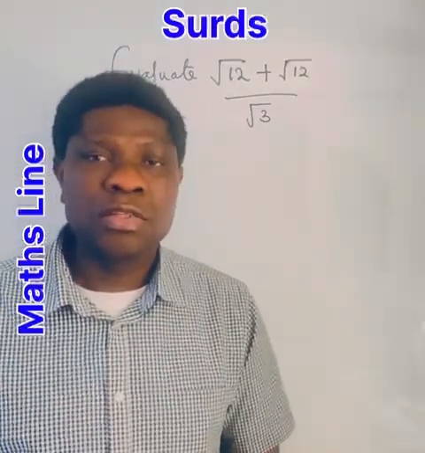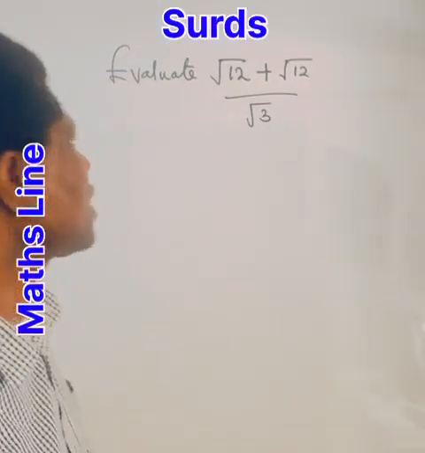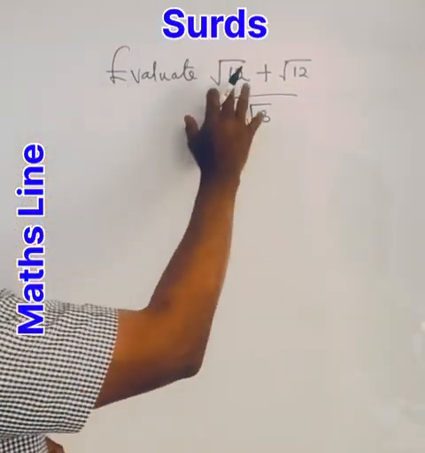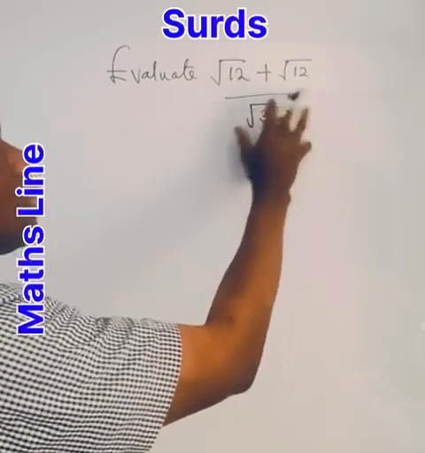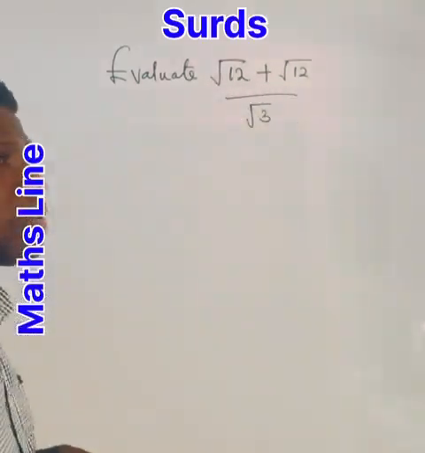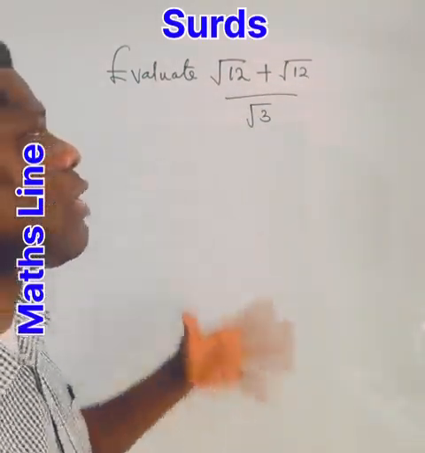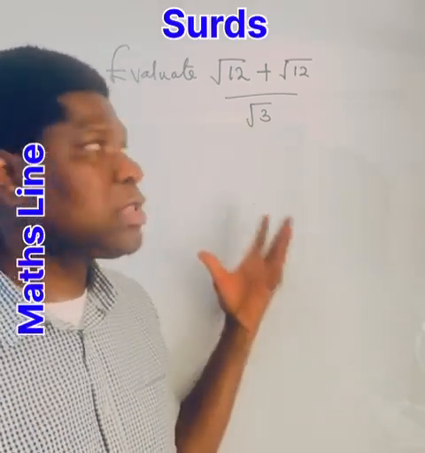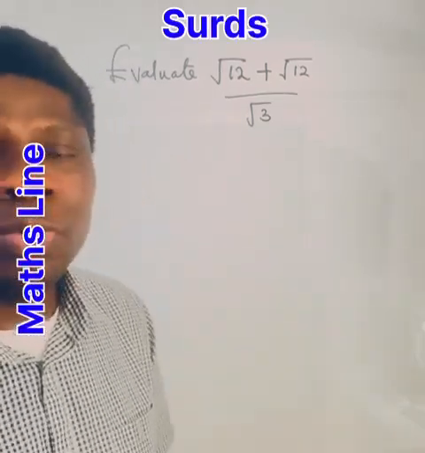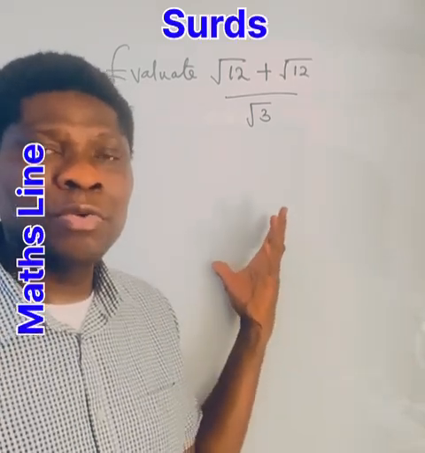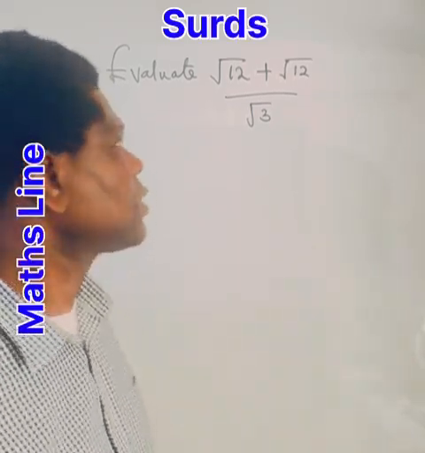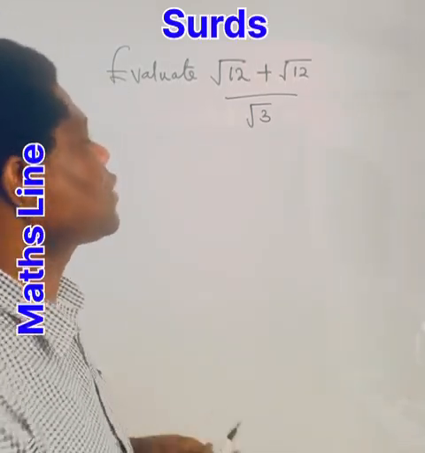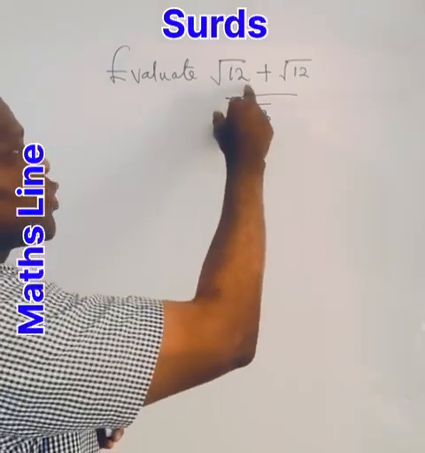Welcome to Mathline. We have this question and it said, evaluate root 12 plus root 12 all over root 3. Now, as simple as this question can be, at times it can also be confusing. But let me teach you what to do when you come across this kind of question. First and foremost, you notice that we have root 3 and we also have root 12.